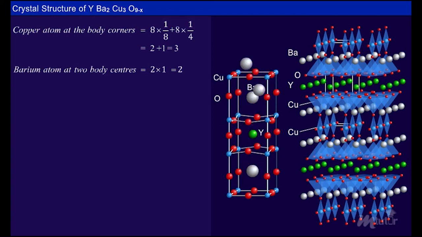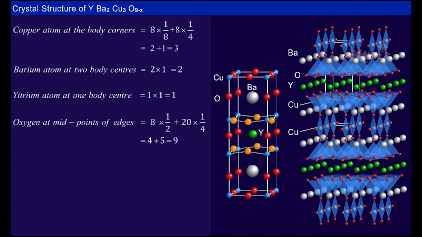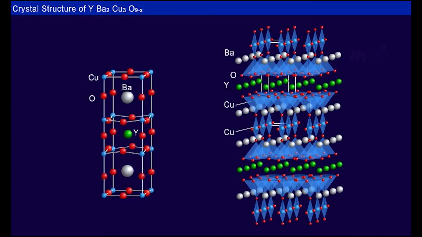Barium atoms at two body centers is equal to 2 into 1, which is equal to 2. Yttrium atom at one body center is equal to 1 into 1, which is equal to 1. Oxygen at midpoints of edges is equal to 8 into 1 divided by 2 plus 20 into 1 divided by 4, that is equal to 4 plus 5, equal to 9. Two oxygen sites in every unit cell are empty.